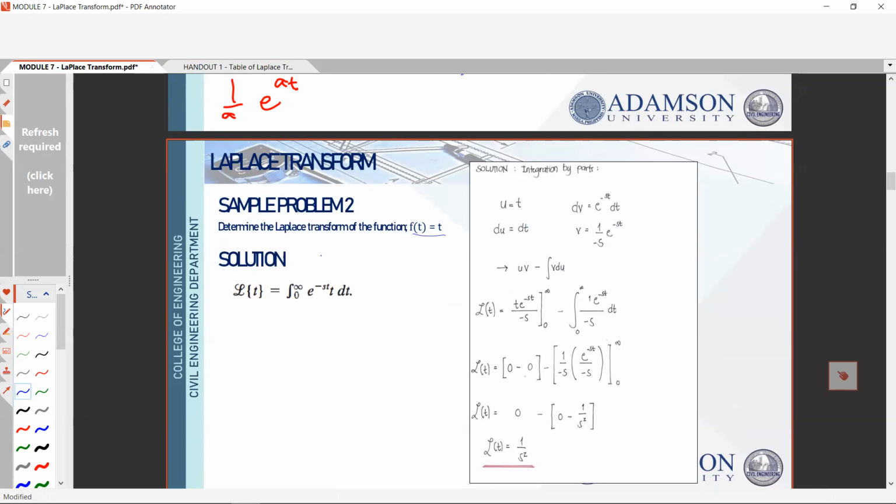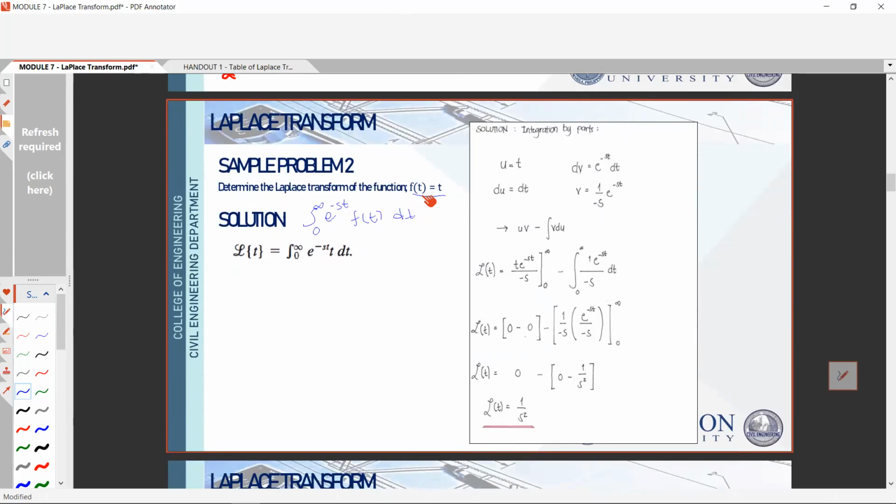So by the basic formula, the Laplace transform of a function is equals to the integral of e raised to negative st f of t dt evaluated from 0 to infinity. So yan yung basic definition of the Laplace transform. Therefore, substitute natin yung f of t. So magiging the integral of e raised to negative st times t dt evaluated from 0 to infinity. Take note of this class. So paano mo pa to integrate?